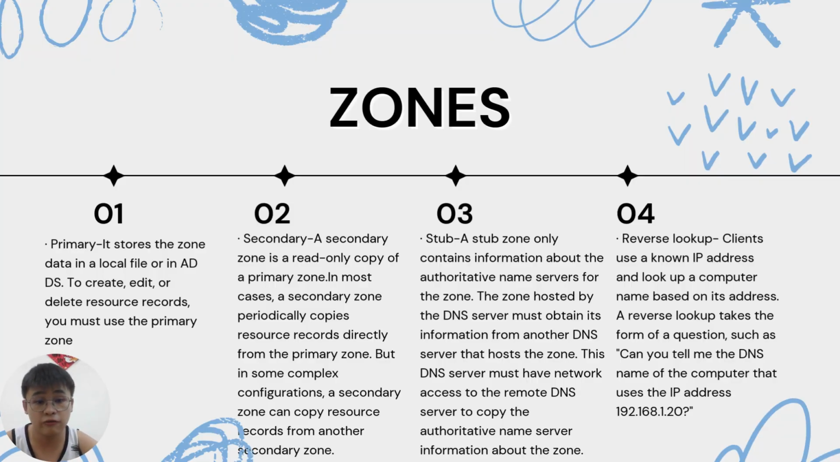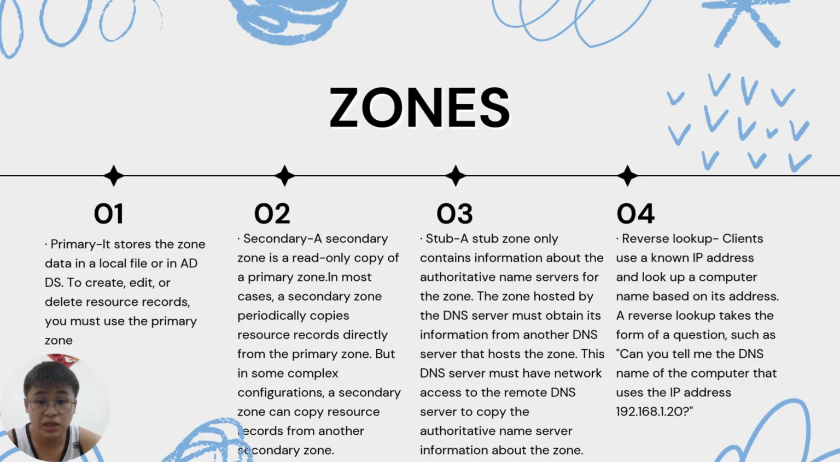Usually, there are four types of zones hosted by the DNS server. First, we can see this is the primary zone. We store the zone data in a local file or in AD DS, because its function is to create, edit or delete resource records. You must use the primary zone for that. Next is the secondary zone. A secondary zone is a read-only copy of a primary zone.